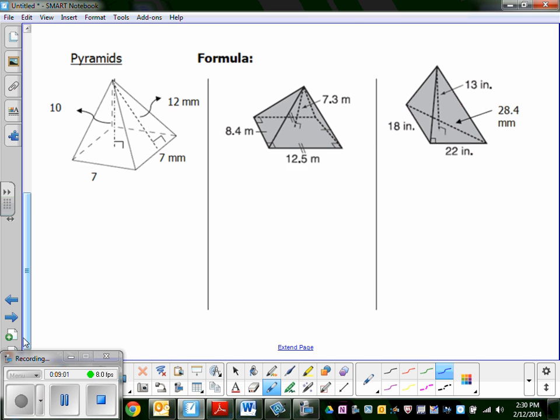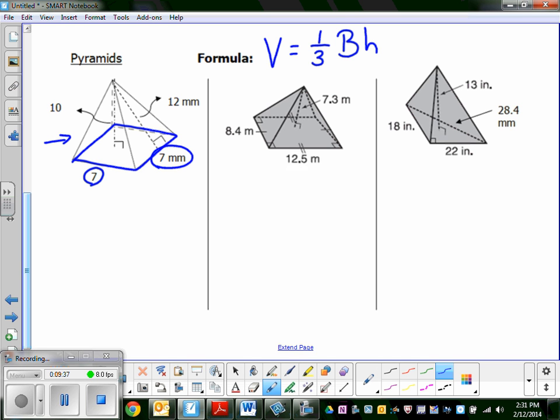So pyramids are a little bit more confusing. They go back to that idea of using the capital B, which, as we said before, is nothing more than the area of your base shape. The reason this gets confusing is because you really have to pay attention to the shape that is sitting as the base of your pyramid. For example, in this first pyramid, we actually have a square as our base. And the reason we know that is because the sides are equivalent.